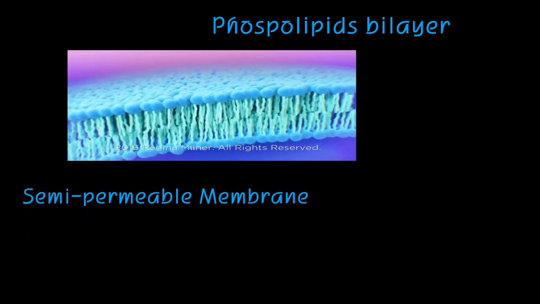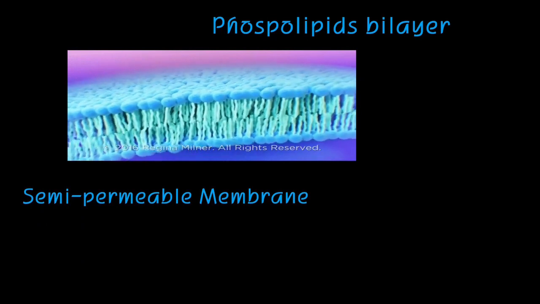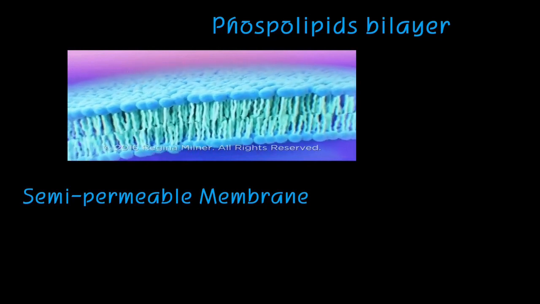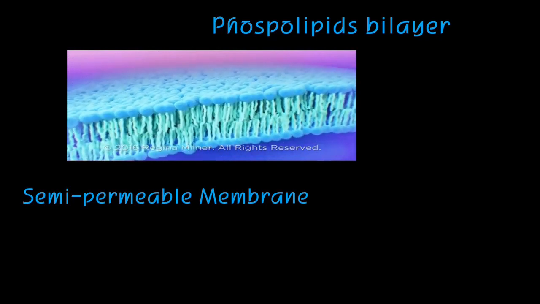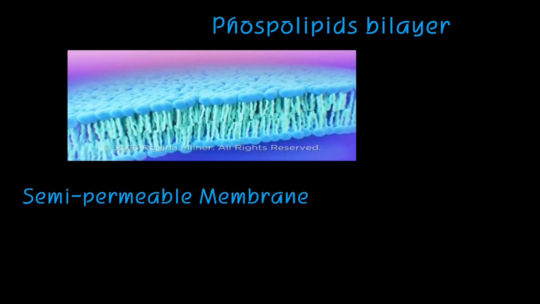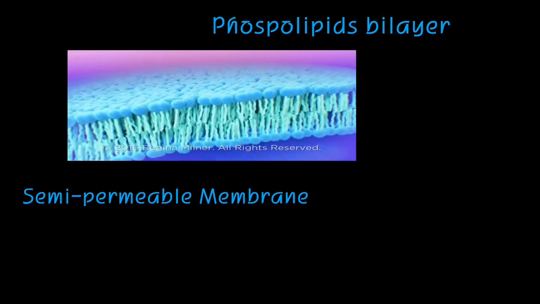The semi-permeable membrane is a selectively permeable barrier which allows and disallows the entrance and exit of molecules in and out of the cell. It is important in homeostasis and in cellular transport.